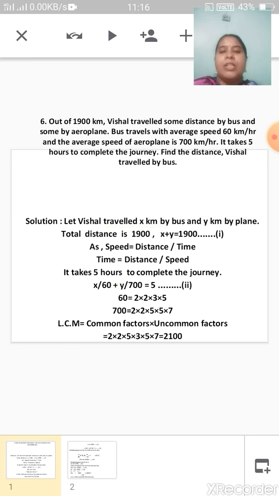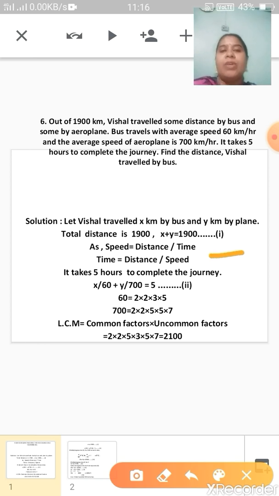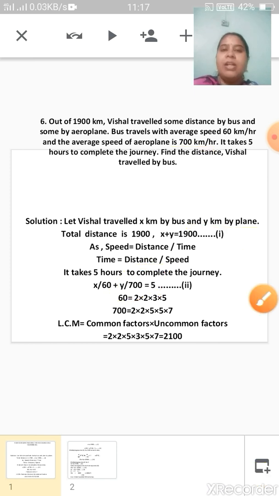Okay. Now the second part. For Vishal, what is the time taken for his travel by aeroplane? The formula is the same. Time is equal to distance upon speed. Look at the distance covered by the aeroplane. It is y. And what is the speed of the aeroplane? 700 km per hour. Okay. So what will be the time taken? Distance upon speed, that is y upon 700 is the time taken by the aeroplane.